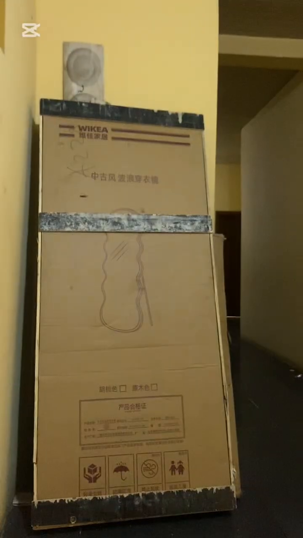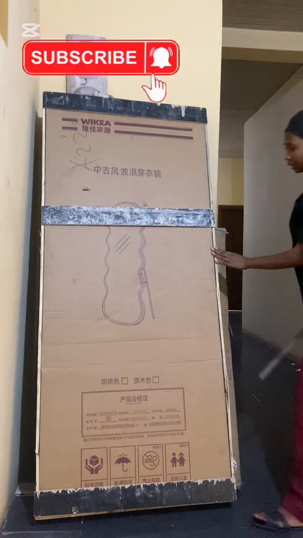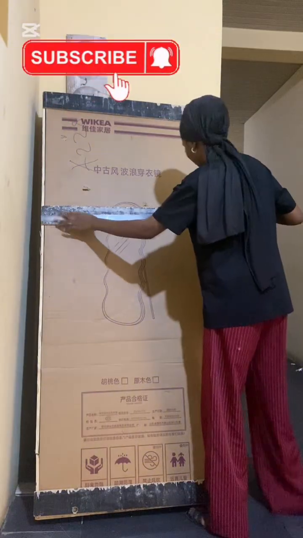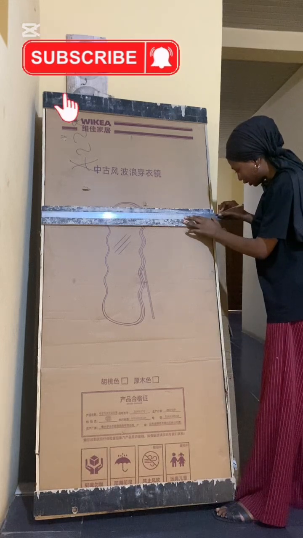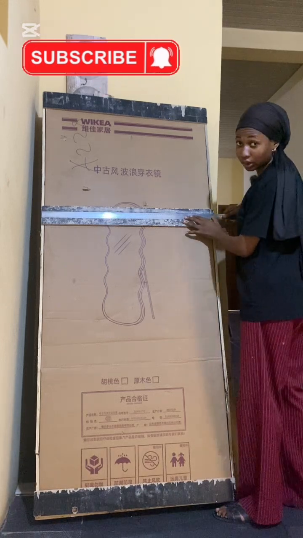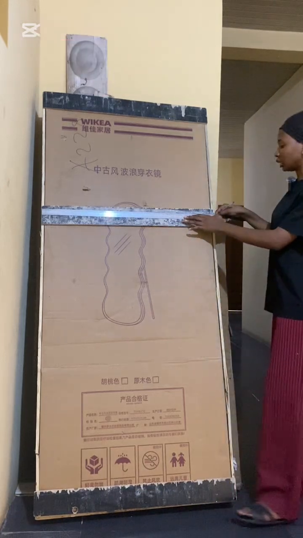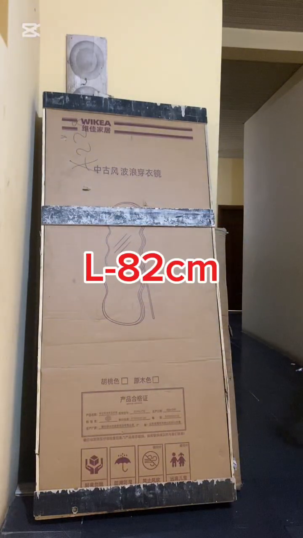Forgive my handwriting, I know my writing isn't nice. Take it like that. From this side to this side is our length. So from here to here is 81.9 centimeters, approximately 82 centimeters. So this 82 centimeters for the length.